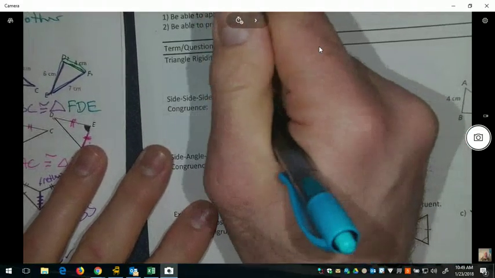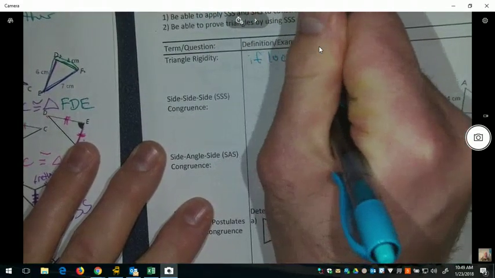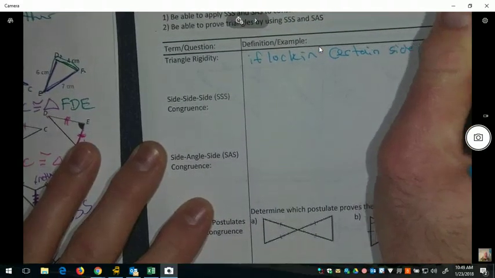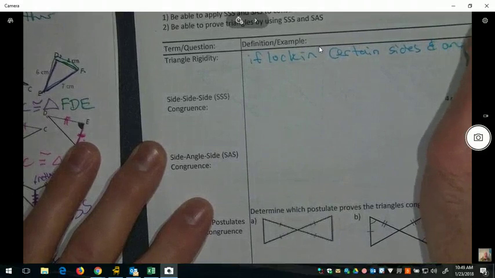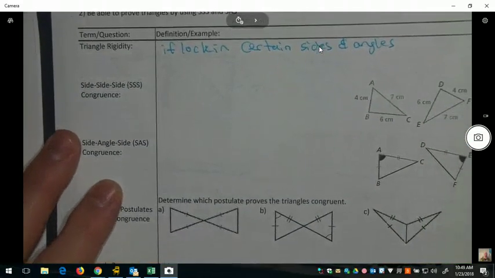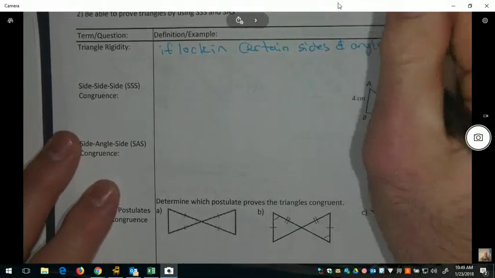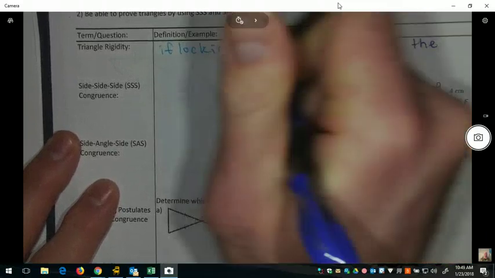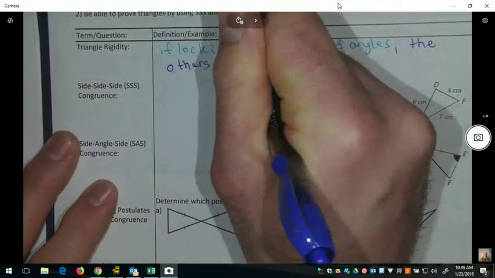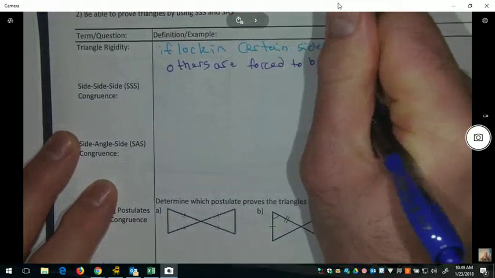There's something called triangle rigidity, which is if you lock in certain sides and angles, not all, but certain ones. In this case, if we lock in the 3 sides, or if we lock in the 2 sides and the angle in between, the others are forced to be the same.